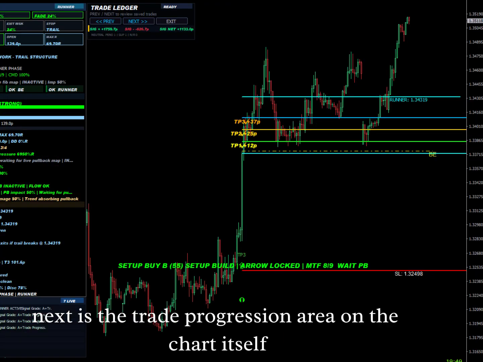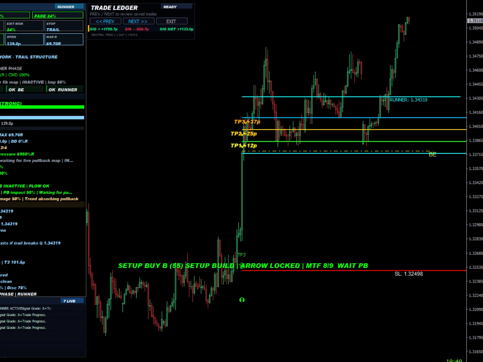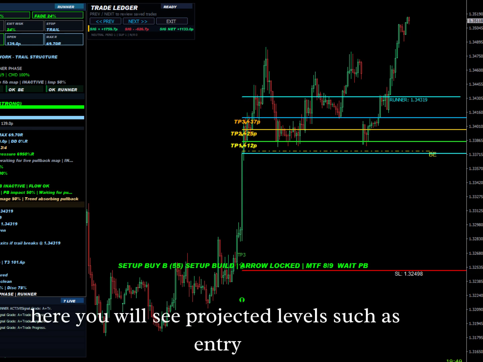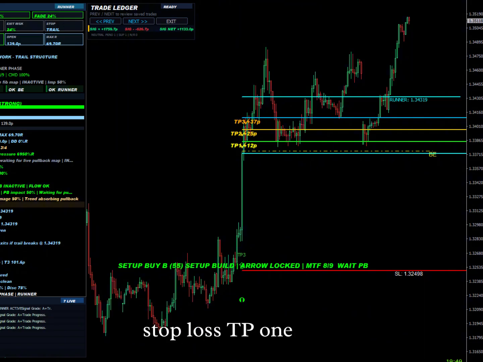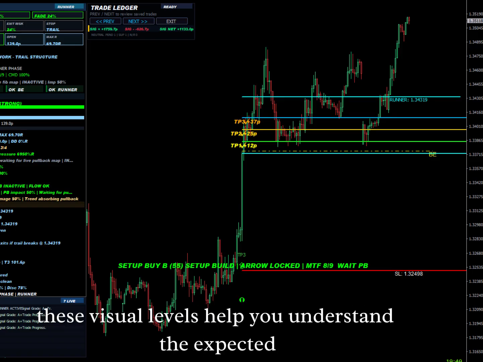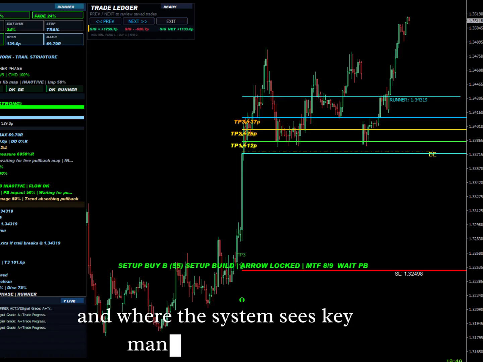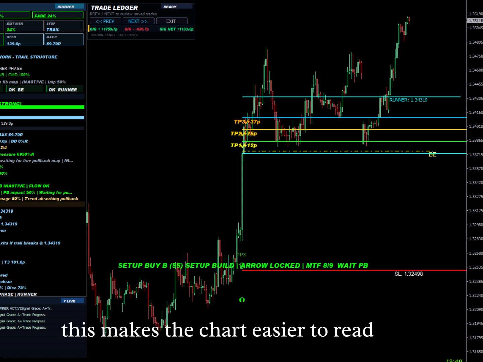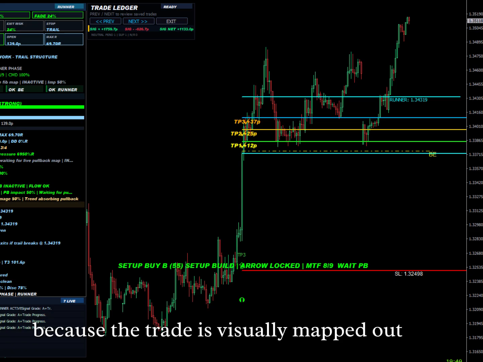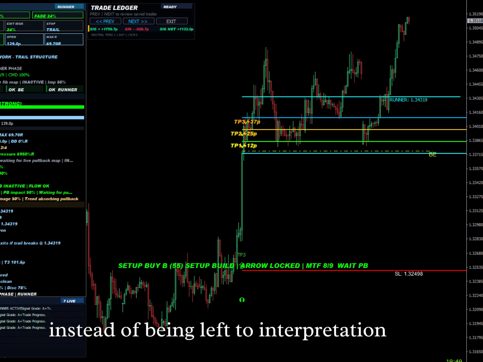Next is the trade progression area on the chart itself. Here, you will see projected levels such as entry, stop loss, TP1, TP2, and TP3. These visual levels help you understand the expected structure of the trade and where the system sees key management points. This makes the chart easier to read because the trade is visually mapped out instead of being left to interpretation.